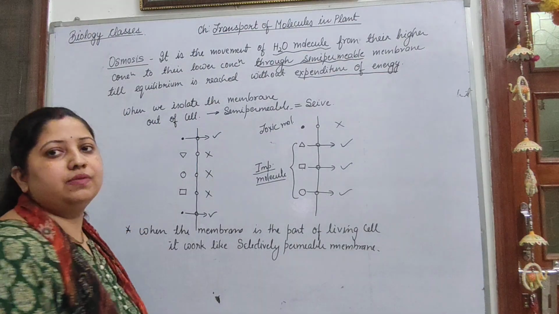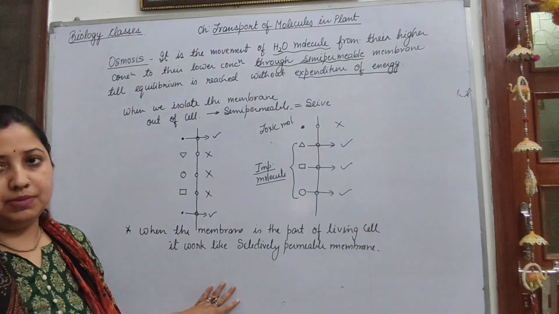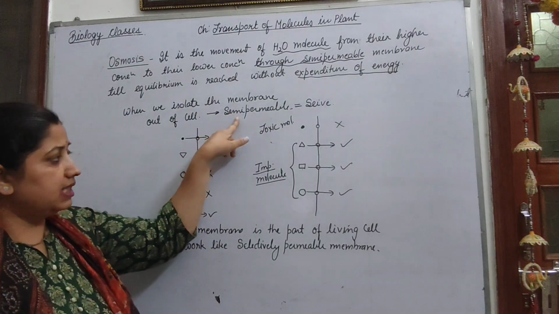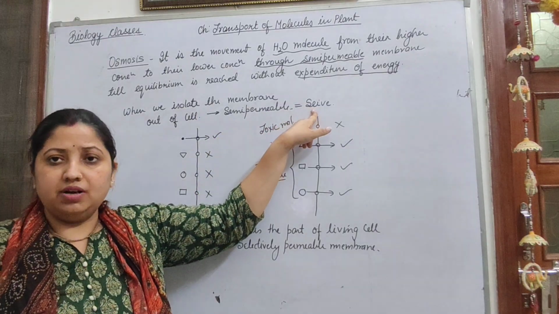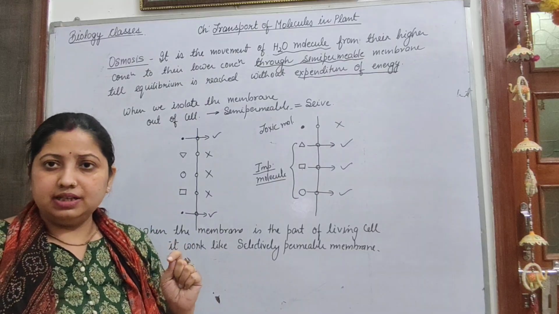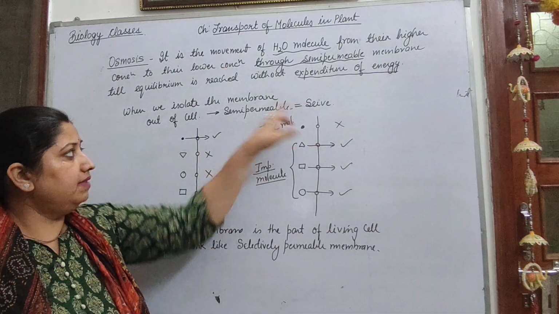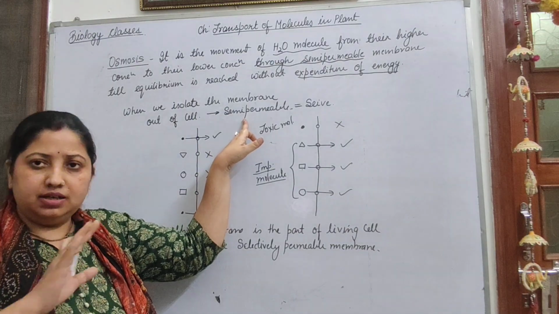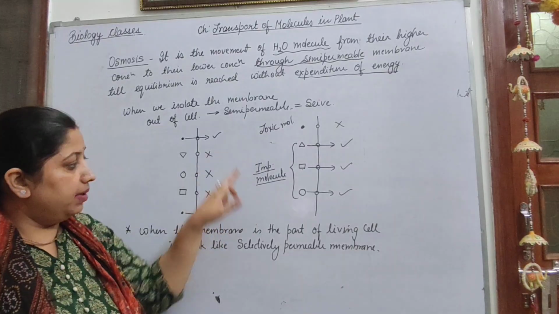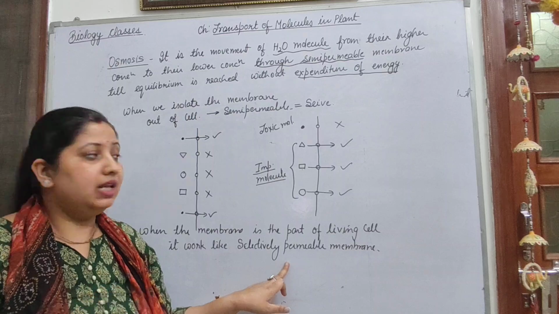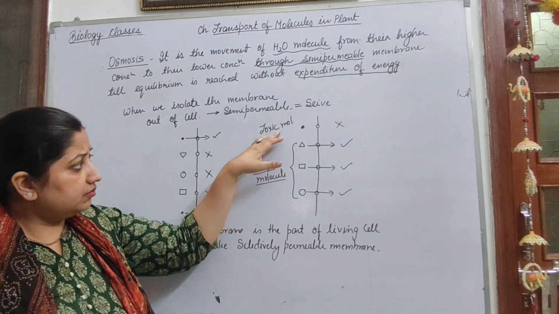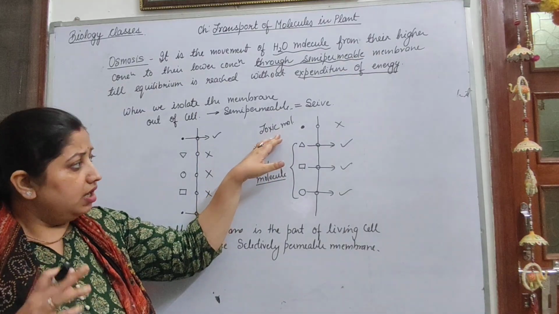So this is the basic difference between semi-permeable and selectively permeable. The same membrane, the plasma membrane, behaves like a semi-permeable membrane, that is, like a sieve, when we isolate it outside the living cell. It works like a normal sieve, and molecules cross through according to their pore size. But when it is part of the living cell, it behaves like a selectively permeable membrane, even if the molecule is not according to the pore size.